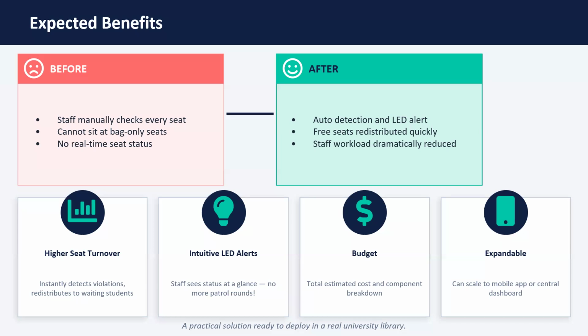To break this down further, we deliver four core values. First, higher seat turnover. The system instantly detects violations and redistributes the seats to students who are actually waiting. Second, intuitive LED alerts. Staff can see the seat status at a single glance, meaning no more unnecessary patrol runs.